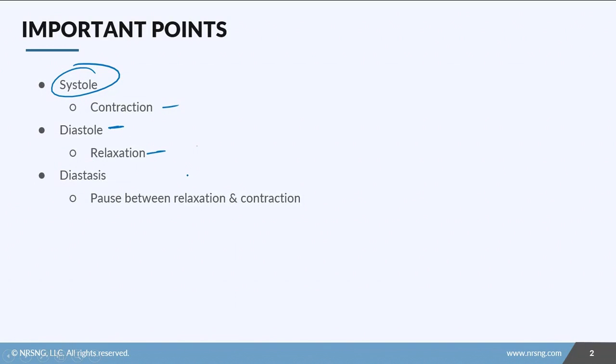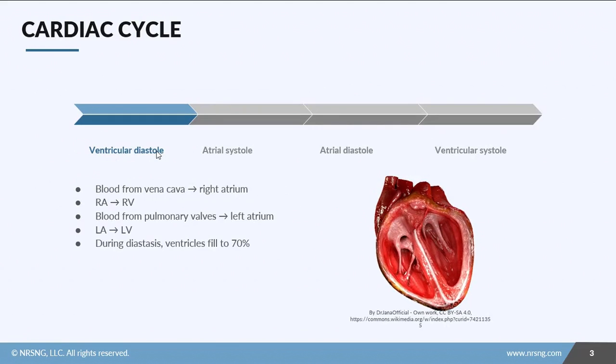And then you have to know something called diastasis. Diastasis is the pause between a relaxation and contraction. And if you want to talk about anything related to the atria, you have to say atrial before it. So if you're talking about contraction of the atria, you have to say atrial systole, or relaxation would be atrial diastole. If not, it's assumed that it's considered ventricular.